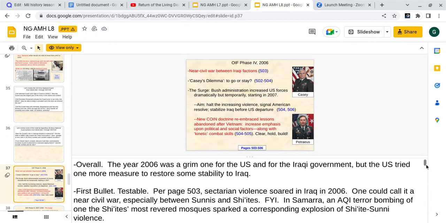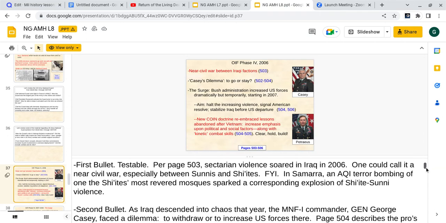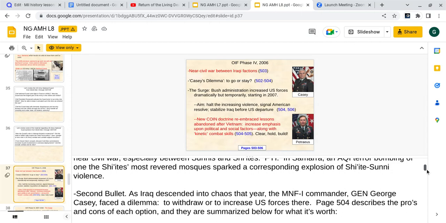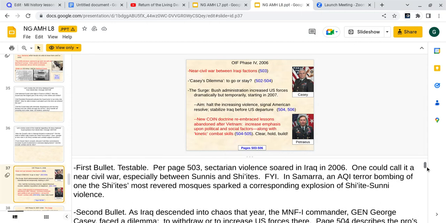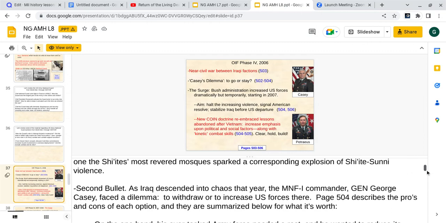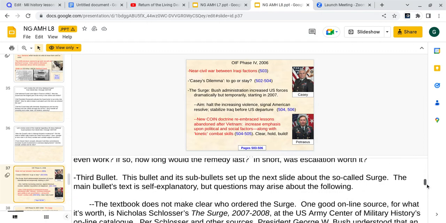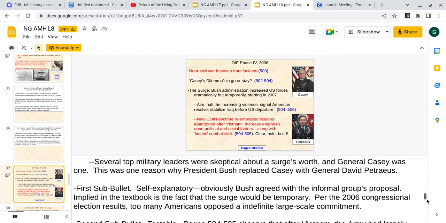So let's go into the notes here to emphasize what's important here, because this is summarized a lot in the slide. So what's tested about the first bullet? Sectarian violence soared in 2006 for Iraq. One called it a near civil war, especially between Sunnis and Shiites in Samarra. Remember, that was a failure, unfortunately, in Samarra.